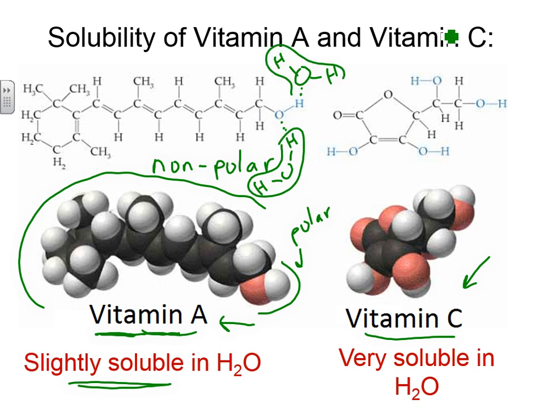However, if you take a look at vitamin C, you have so many OH groups on vitamin C that water can come in and solvate this thing pretty readily. And so this is very soluble in water. So just analyzing the structure of the molecule, you can actually predict its solubility. And that's why this rule of polar dissolves polar, nonpolar dissolves nonpolar works so well.